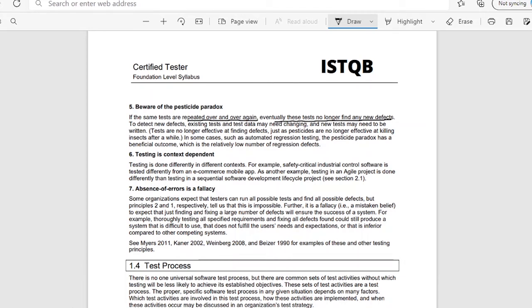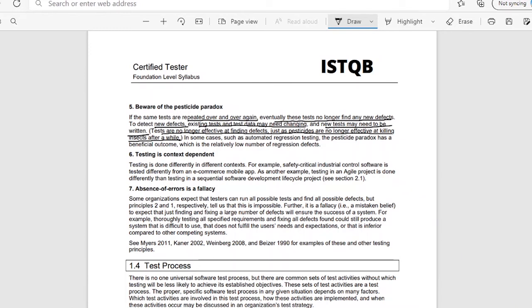That is for sure. You find a bug, you report it to the developer, he finds the defect, fixes it, gives it back to you, and you test the same code again with the same test cases. Definitely this bug has been removed, so it will not show any defect or bug. Change your test cases, add some more test cases to detect new defects. Existing tests and test data may need changing, and new tests may need to be written. Tests are no longer effective at finding defects, just as pesticides are no longer effective at killing insects after a while. Insects get used to that material, and then it will not kill them.